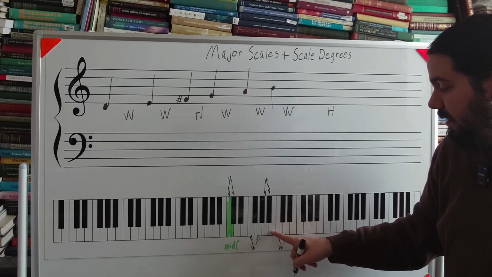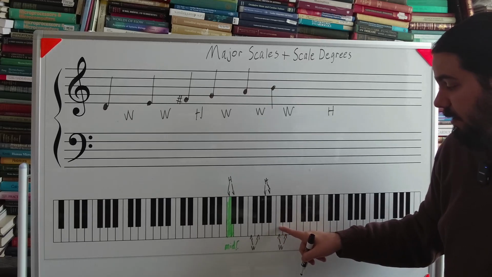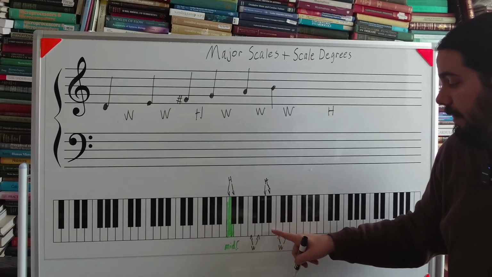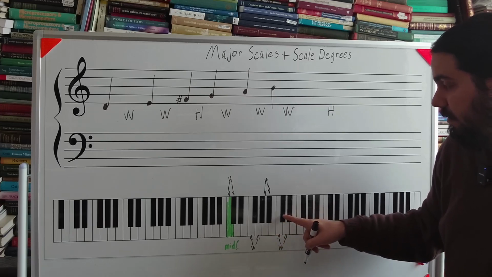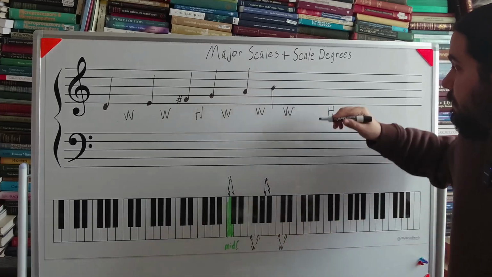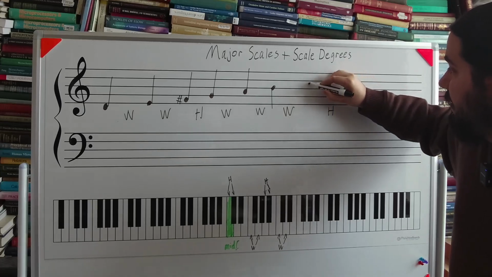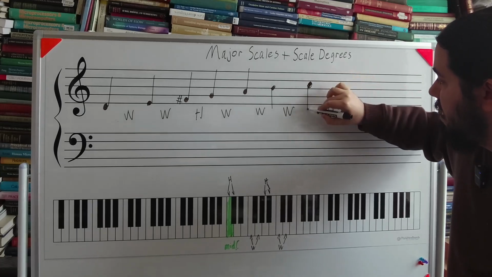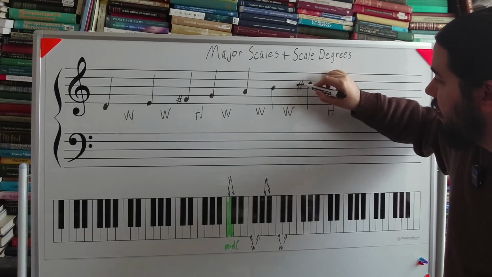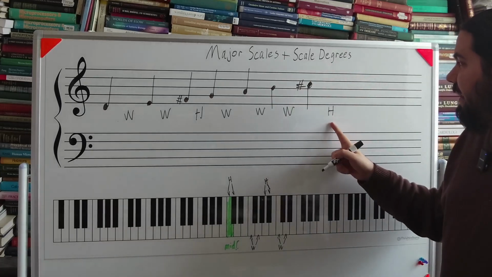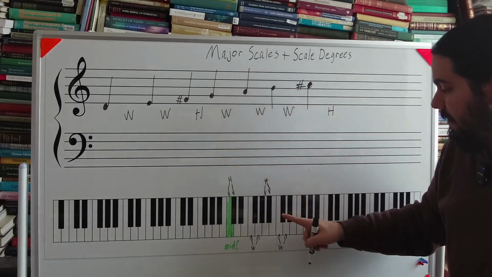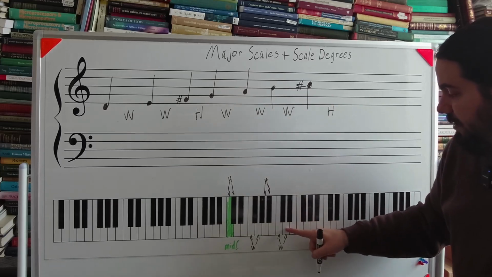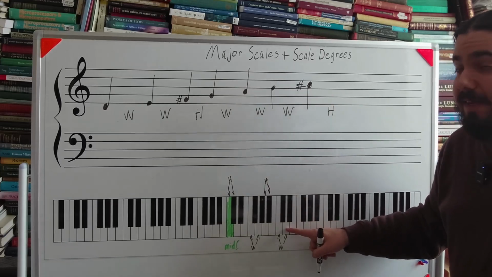So again, from B to C, half step. From B to C sharp, whole step. To denote a C sharp, you just put in a C and then another hashtag. Then finally we need a half step up from C sharp, which is our D.